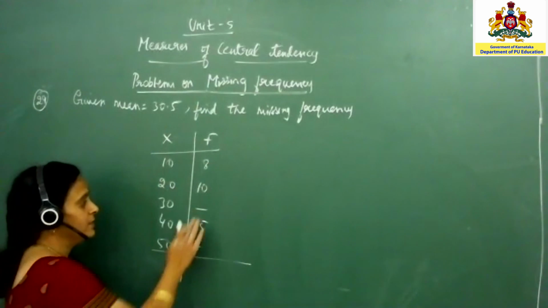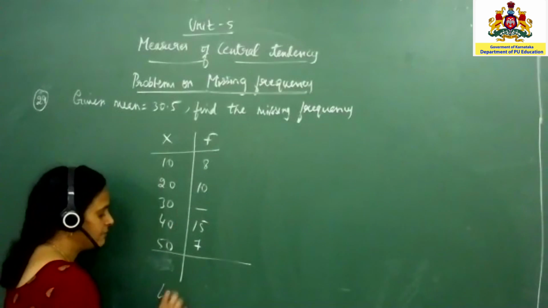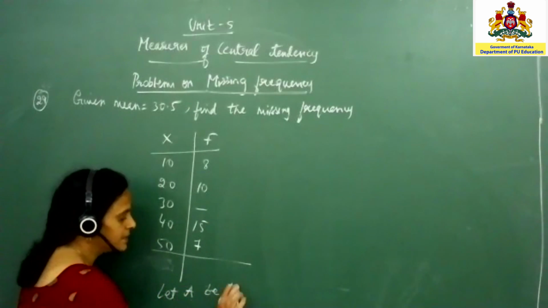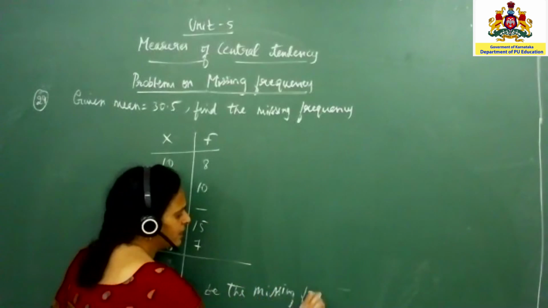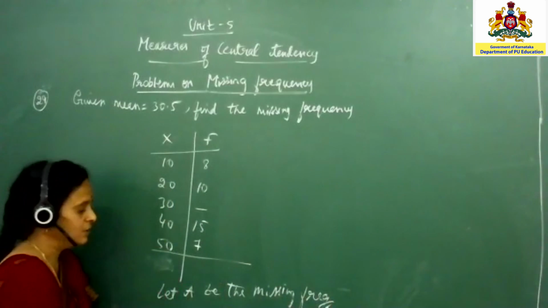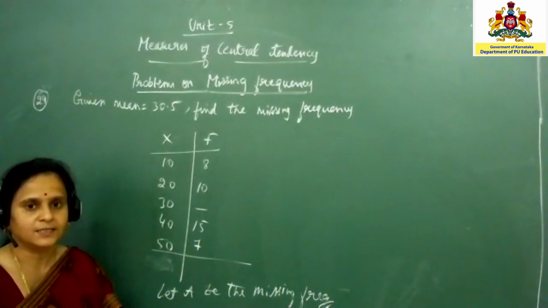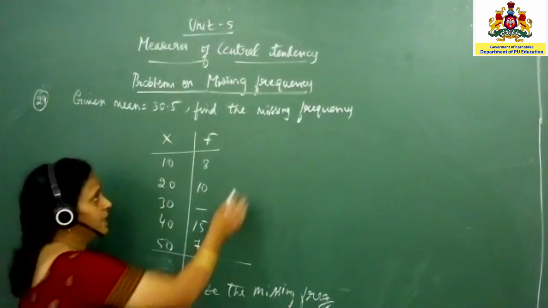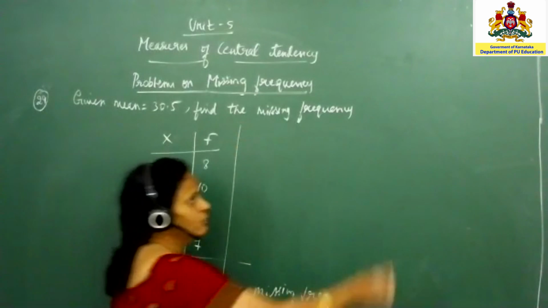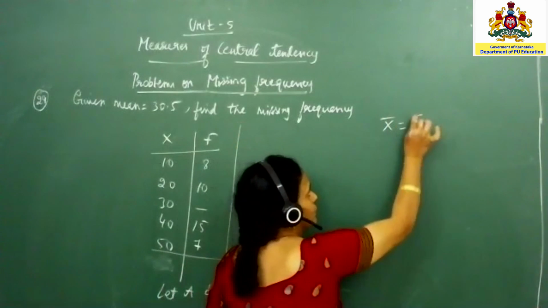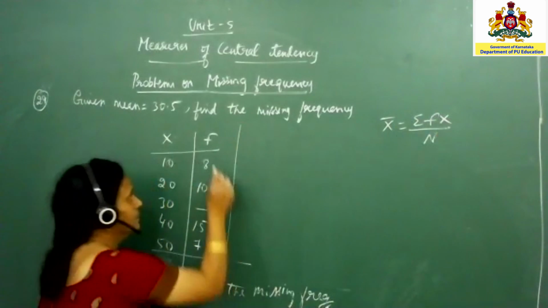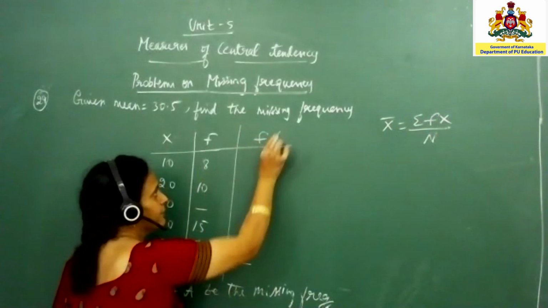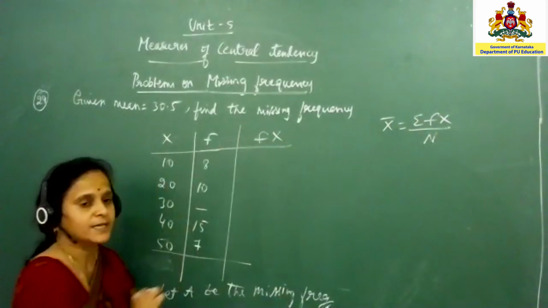To start with, I have to name this. Let A be the missing frequency. You can take A, B, C, anything. To just start with, I'll take A as the missing frequency. Now I'll carry on with the remaining. You know the formula: x bar is equal to summation fx by n. So next column, I'll get the f into x column because I utilize that formula.